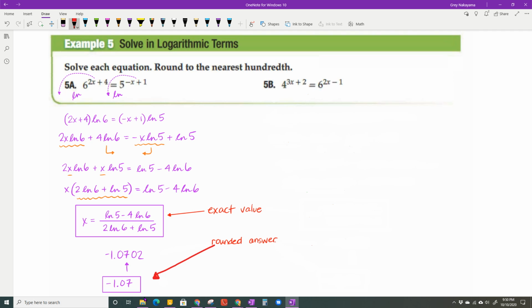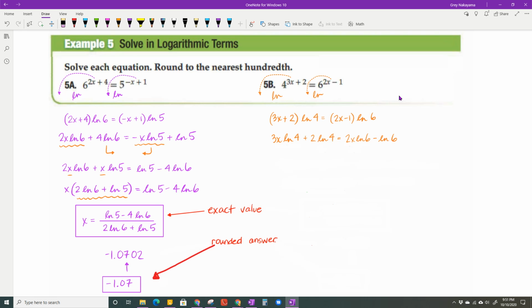5b says 4 to the 3x plus 2 equals 6 to the 2x minus 1. So I'm doing the same thing. I'm going to have to take the log of both sides. And my exponent is going to get moved down front for both of these. So when you write them, okay, remember that you've got to have parentheses around the exponent. And now I'm going to distribute. So I'm going to have 3x ln 4 plus 2 ln 4 equals 2x ln 6 minus ln 6.